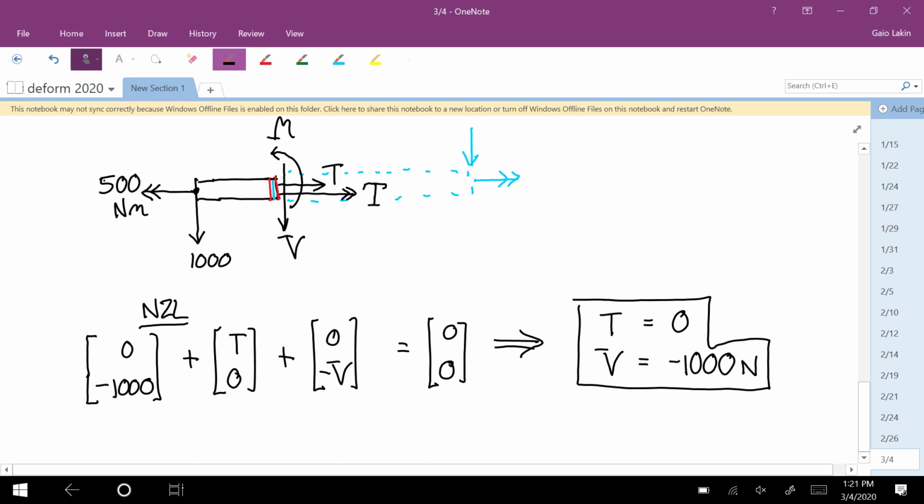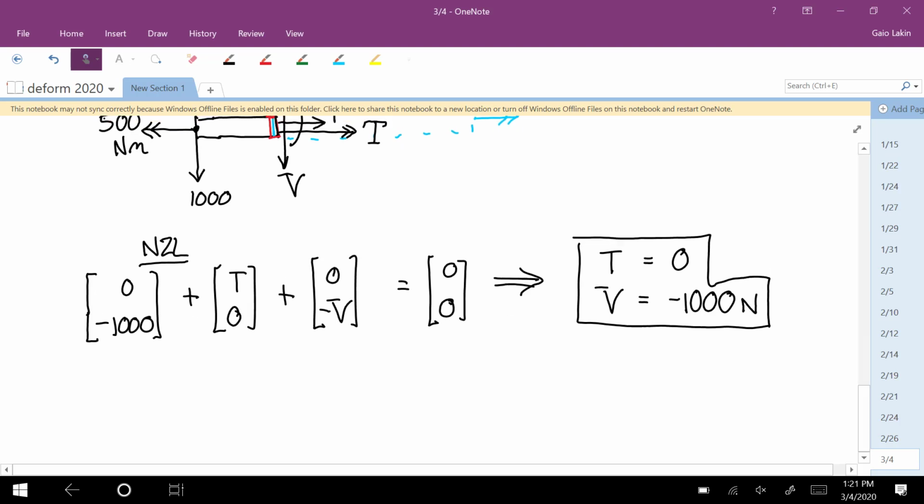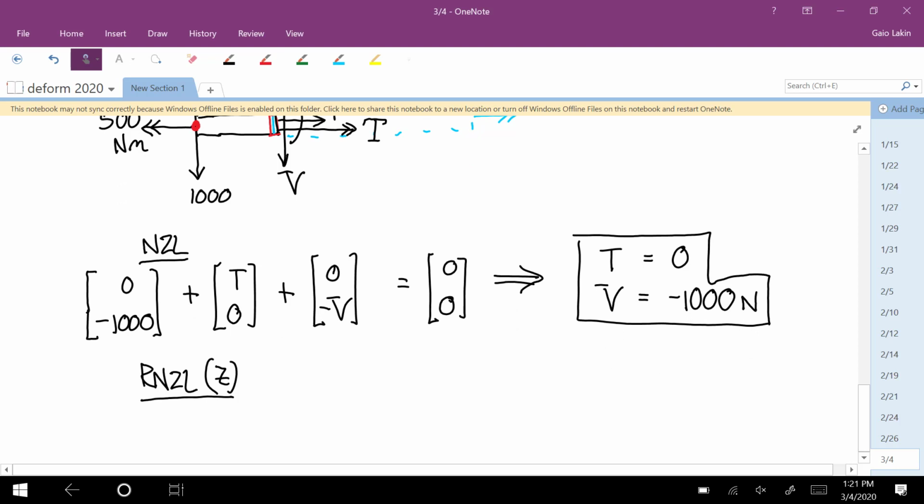And now we'll do the moments, let's do the z-axis first. So we're using the rotational Newton's second law about the z-axis. And our about point is going to be this, it always is, all the way at the left end. It doesn't have to be, you know, from statics it could be any point, but this is just going to make the math a little simpler.